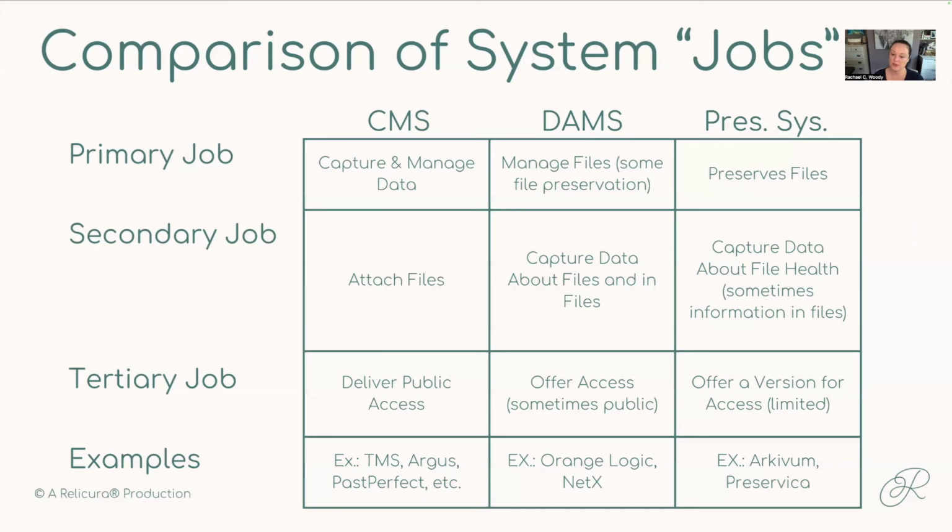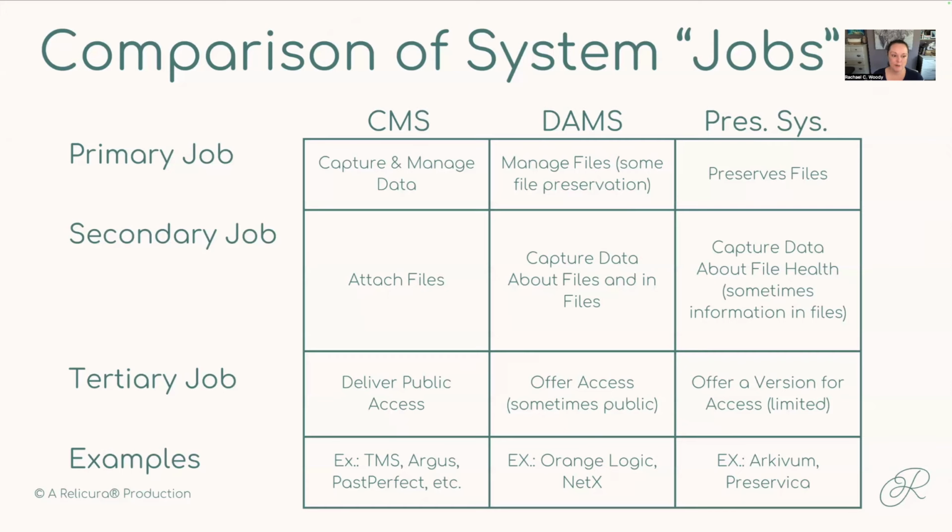Secondary job is something the system does very well, and it usually has some good functionality around, but it is not the primary job. Tertiary job is something it may offer that functionality for. It may do it to some extent, but that is certainly not its main focus, so it may not do it as well as you would like. And then on the bottom here, I have a couple different product examples. So if you're not quite familiar with the pantheon of different types of products you could use, you can have a sense for which one is more of a CMS versus a DAMS versus a preservation system.